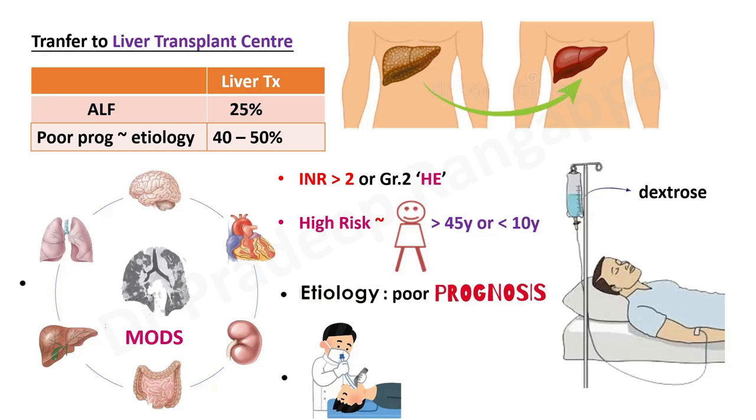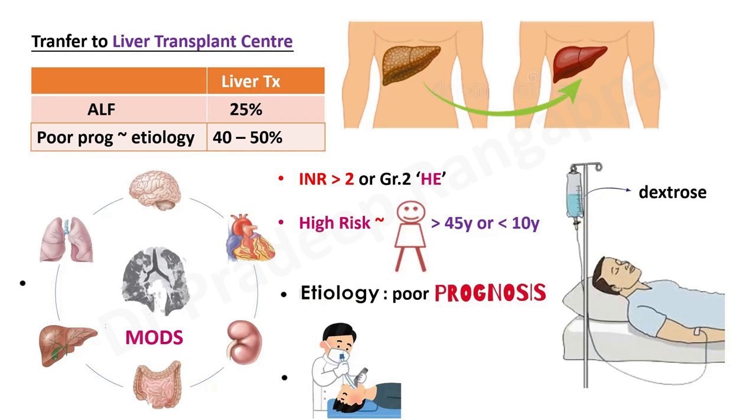So dextrose solution, even when you are transferring the patient to a liver transplant center, it is desirable and advised that they put on dextrose solution like 5% or 10% or 25% based on the severity of liver dysfunction. They need to have this on background so that hypoglycemic episodes are prevented. And this is a very important, simple step that one needs to undertake when dealing with liver failure.